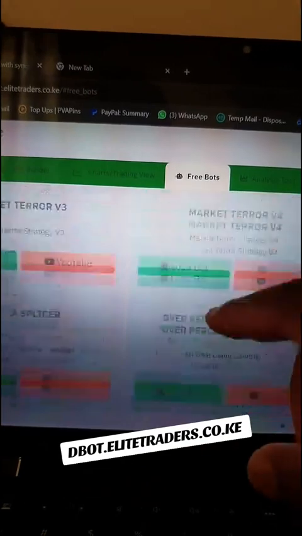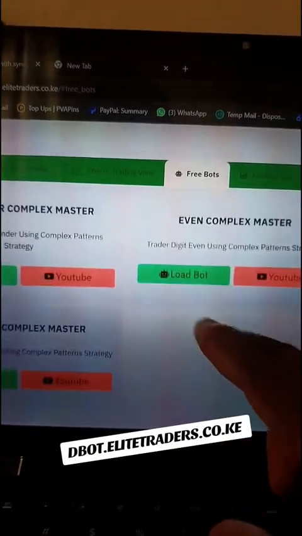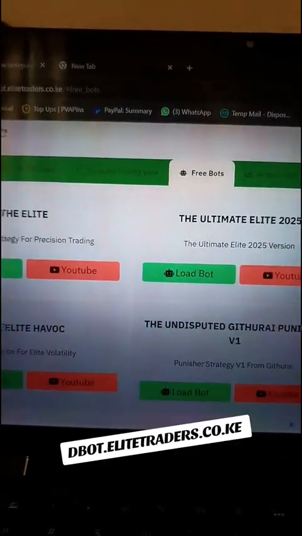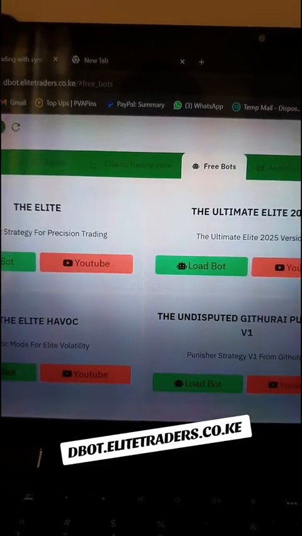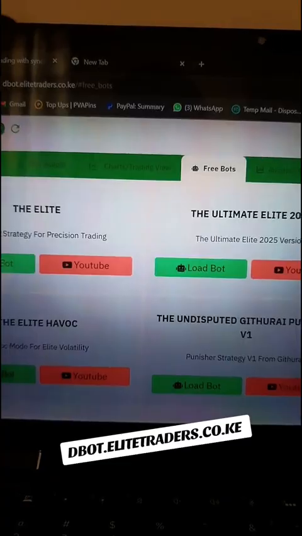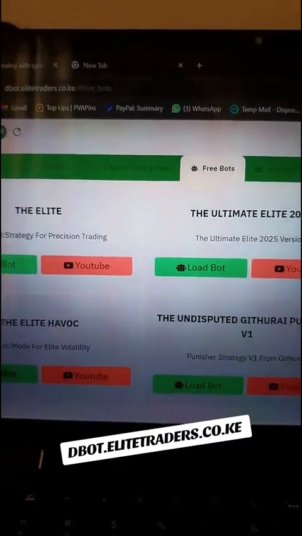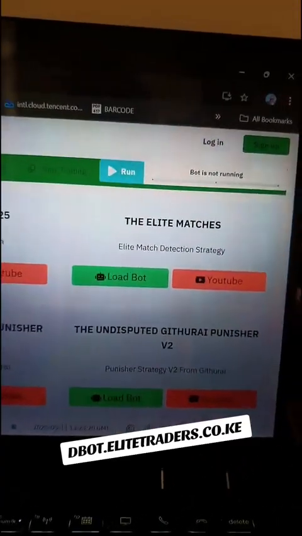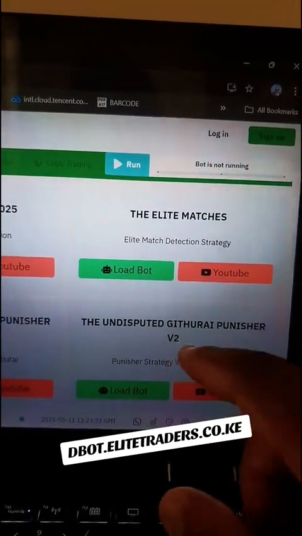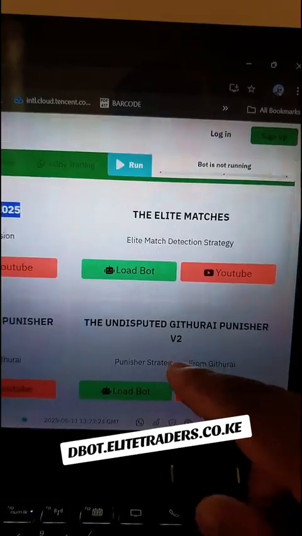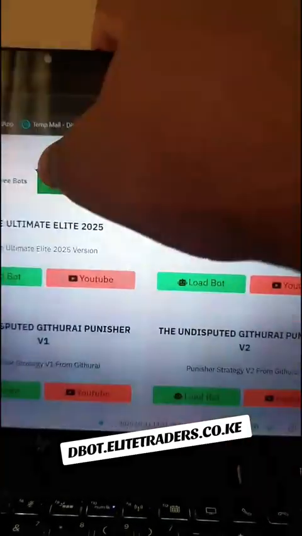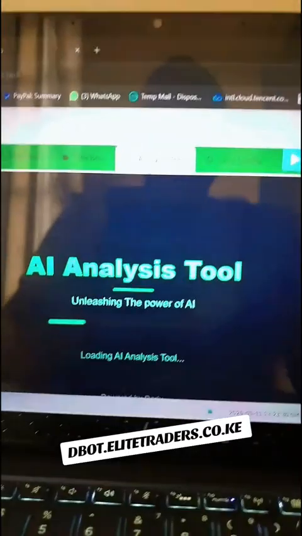analysis tool. We actually have tons and tons of robots here. We also have these robots, the complex pattern robots. I'll be showing you how we will be using them, because those robots are built on complex pattern and they'll be auto analysis. But before we start doing videos on how to use those robots, I want to show you how to use this robot we call the Undisputed GITHURAI Punisher version 2. This is a tool that we'll be using.